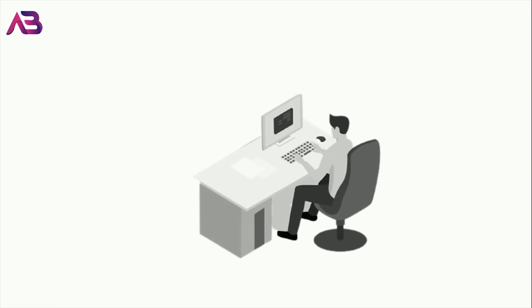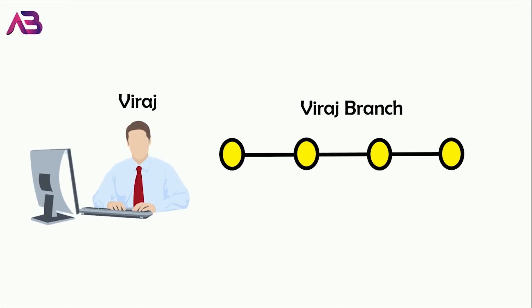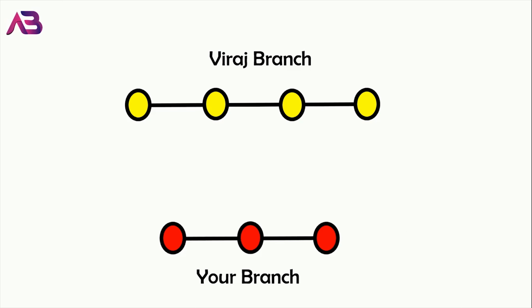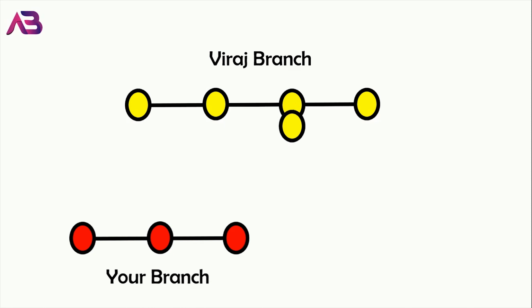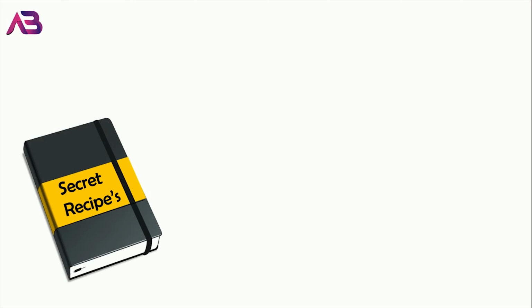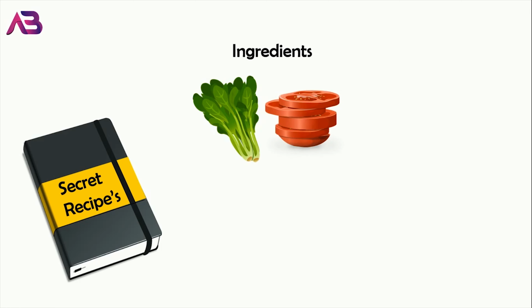So just imagine this scenario where you and your teammates are working on the same project and you stumble upon a bug that needs immediate attention. But just hold on. Your teammate Viraj has already fixed that bug in his branch. Here is where cherry picking helps you out. Now instead of merging the entire branch of Viraj, cherry picking empowers you to selectively pluck Viraj's commit containing the bug fix and seamlessly integrate it into your own branch. It's like having a recipe book where you handpick the tastiest ingredients to create a masterpiece from it.